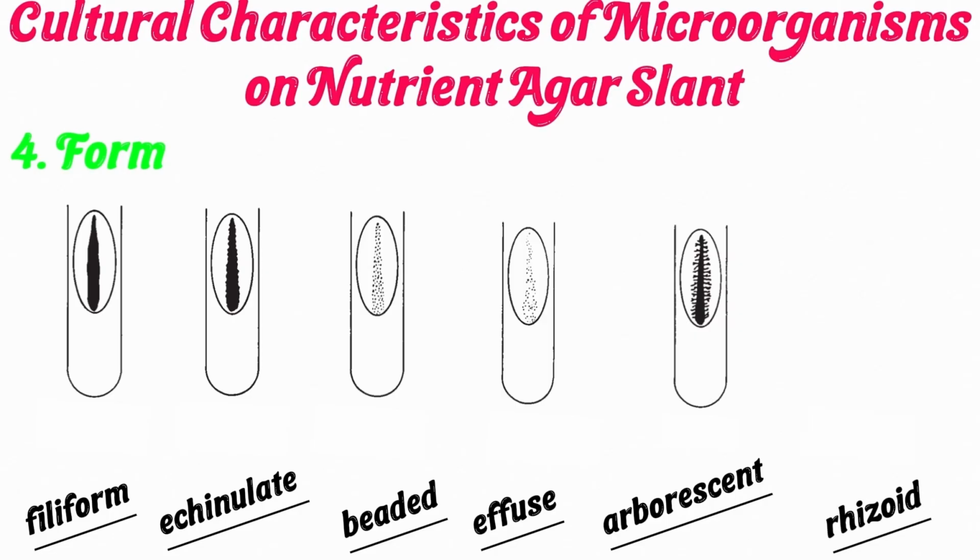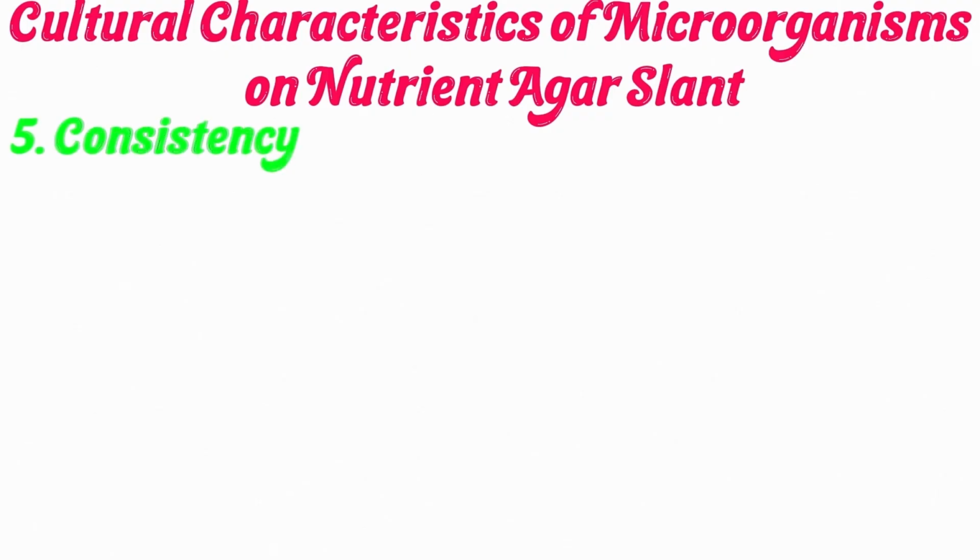Rhizoid. Rhizoid comes from the Greek word rhiza, meaning root. Growth develops root-like branching patterns extending outward. Number 5. Consistency. Consistency describes how bacterial growth feels or appears when touched with an inoculating loop.